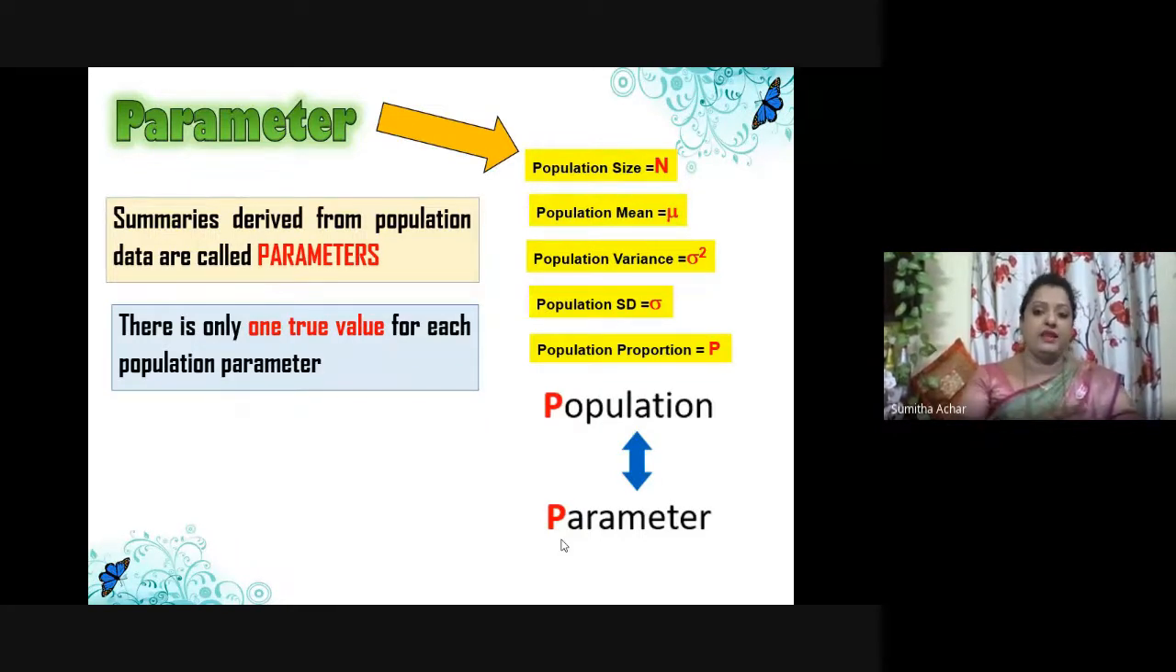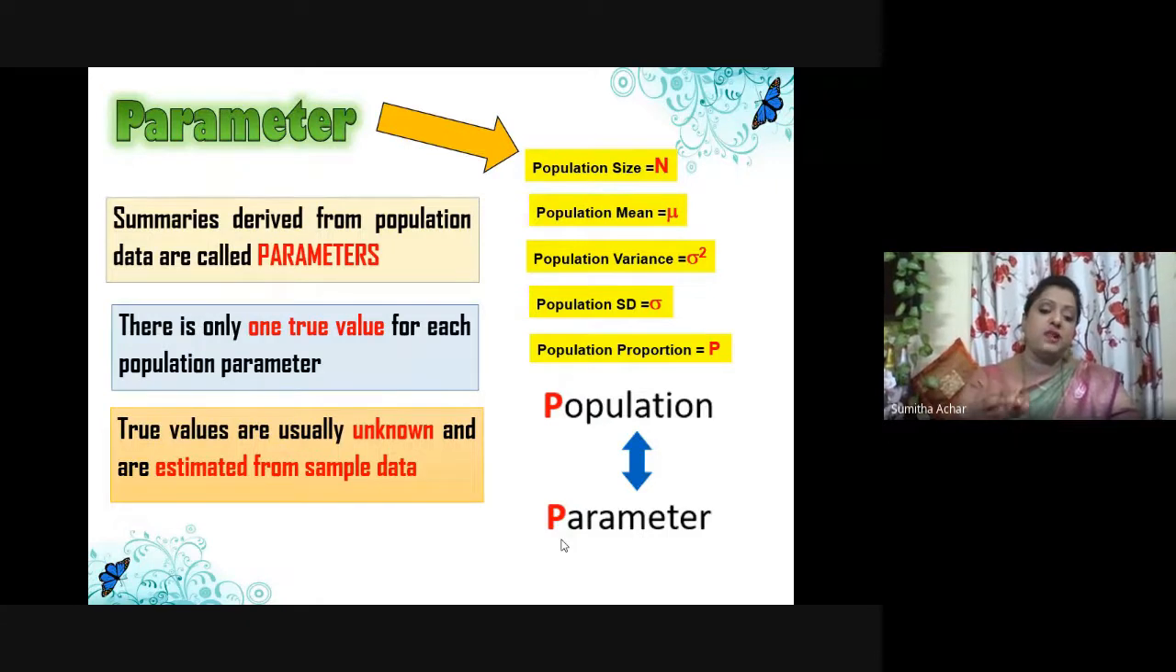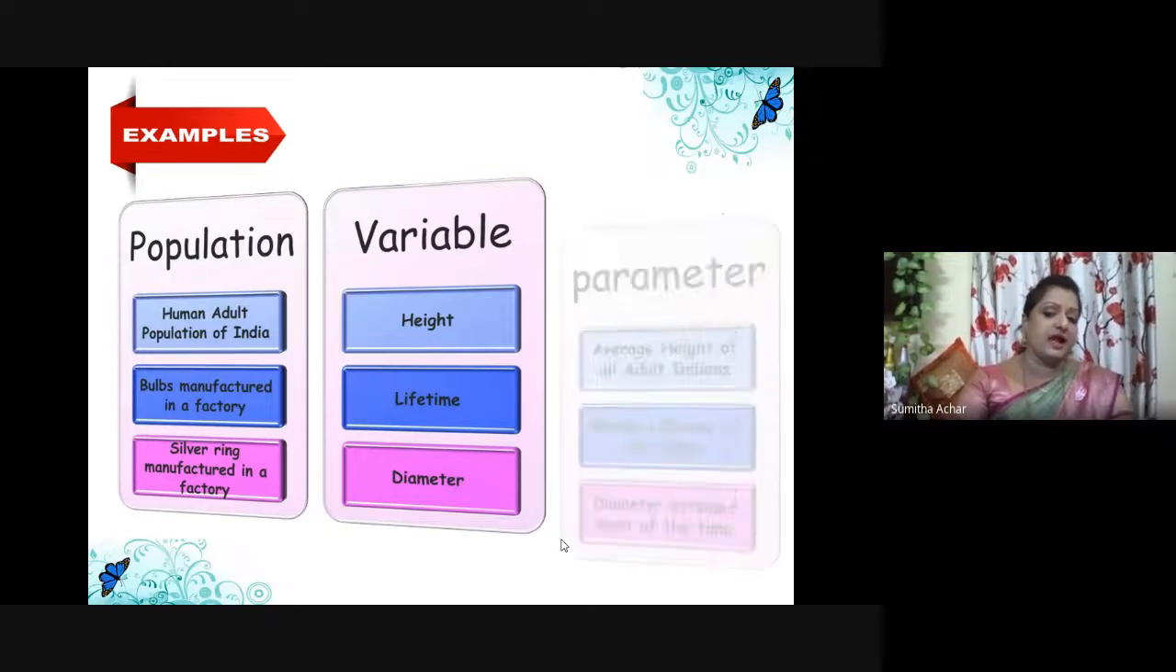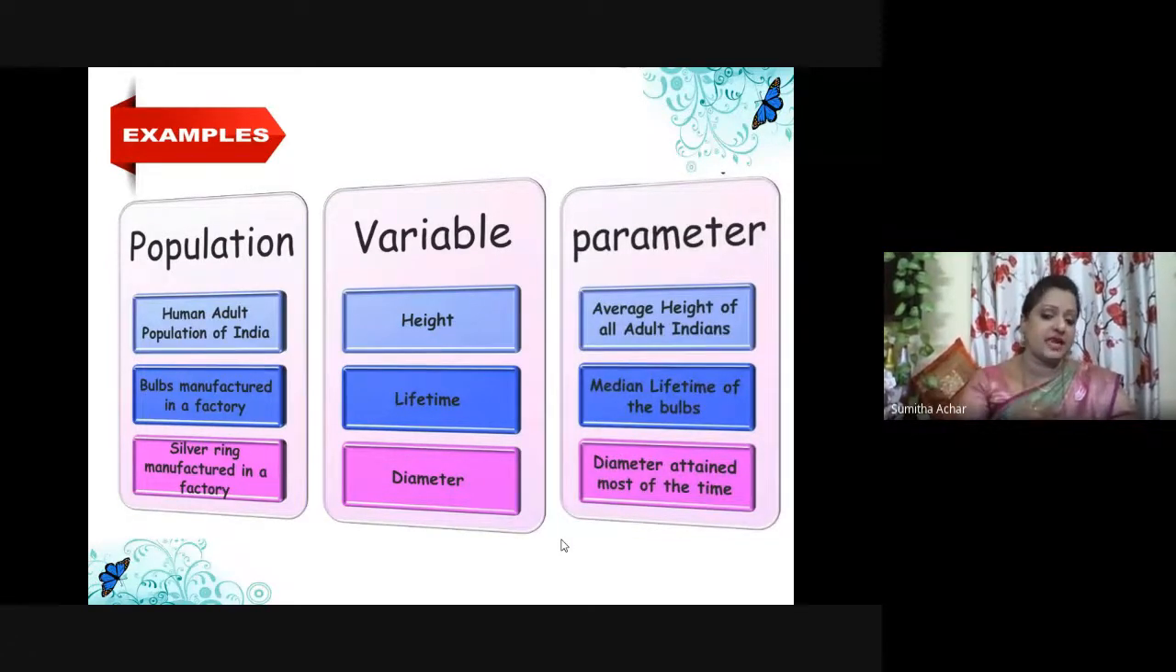But in reality, do we always know the population parameter? We will not know it, right? True population parameters are unknown. So we tend to estimate these through the sample data. Parameters get an approximation from the sample data. Let us assume a population, the human adult population of India, and we consider the variable as height. Now, the average height of adult Indians, if I decide on it, that is my parameter.